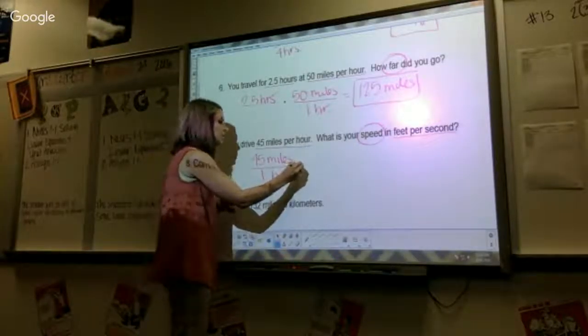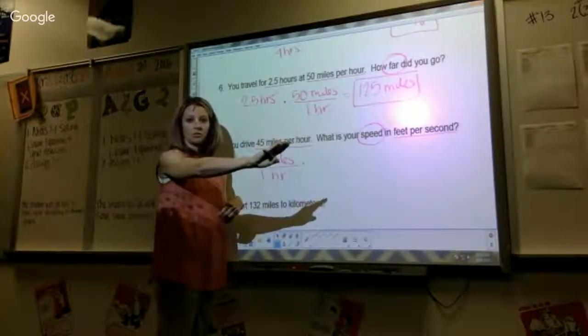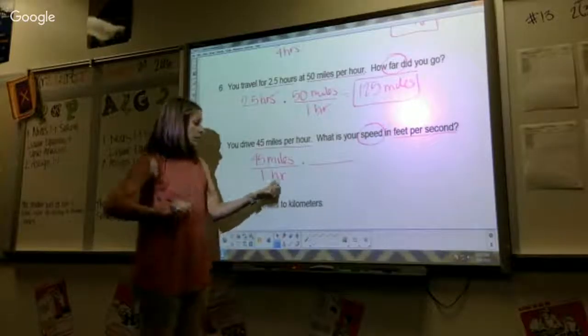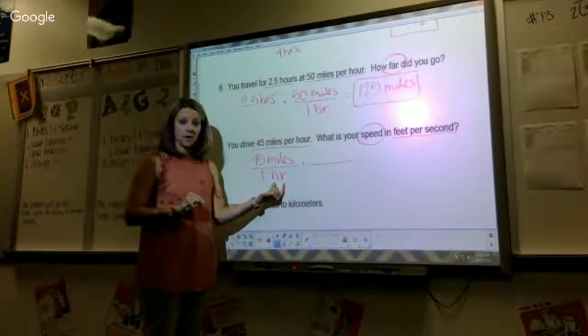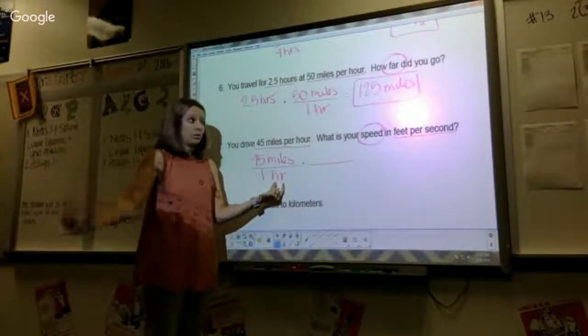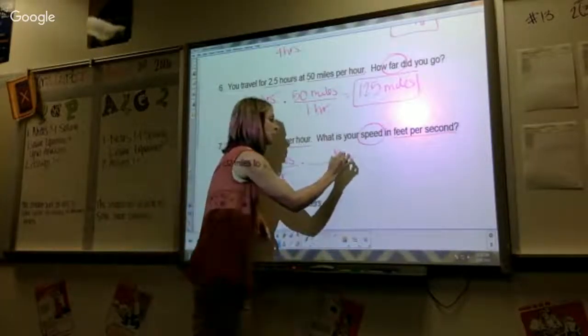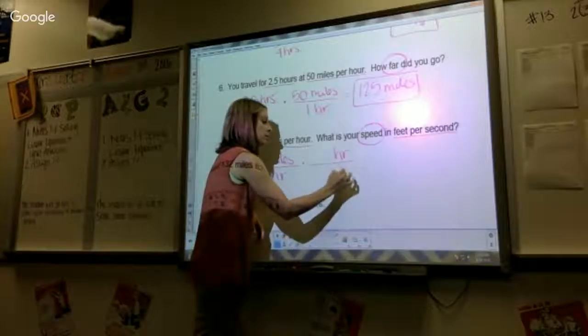I'm going to be multiplying all of this together. Okay, so I'm going to set up my second ratio. If hours is on the bottom and I want it to cancel out so that we're in seconds, I'm going to put it on top. So we're going from hours to seconds.